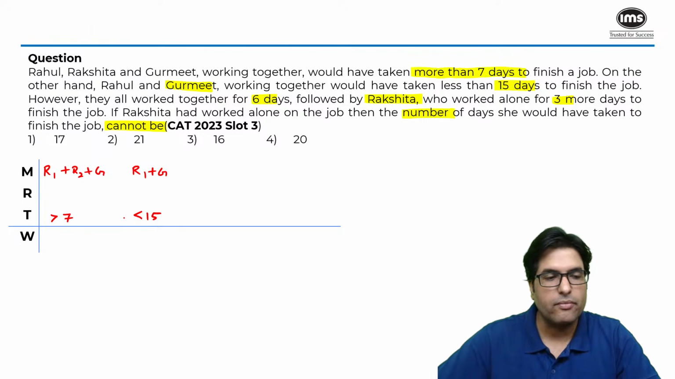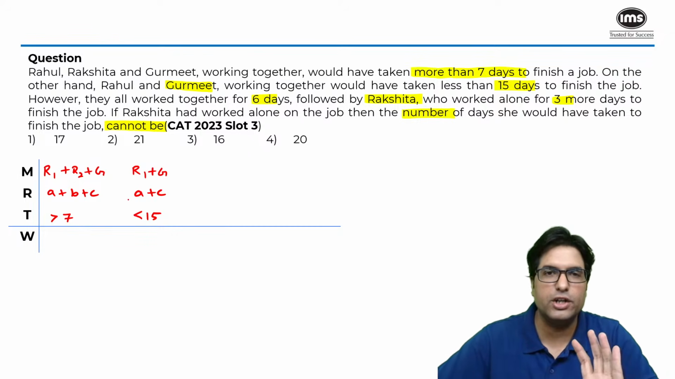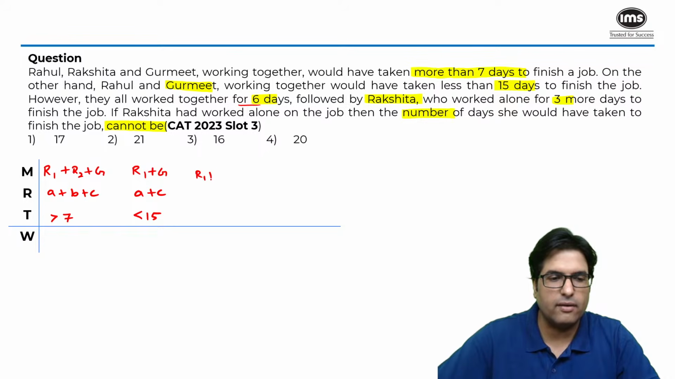Let's assume their rates to be A, B, C. So A plus B plus C working for more than 7 days will finish the job. A plus C will take less than 15 days to finish the job. Fine. However, they all work together for 6 days. So we'll have R1 plus R2 plus Gurmeet, which is A plus B plus C, working together for 6 days. So they will complete 6A plus 6B plus 6C units of work.